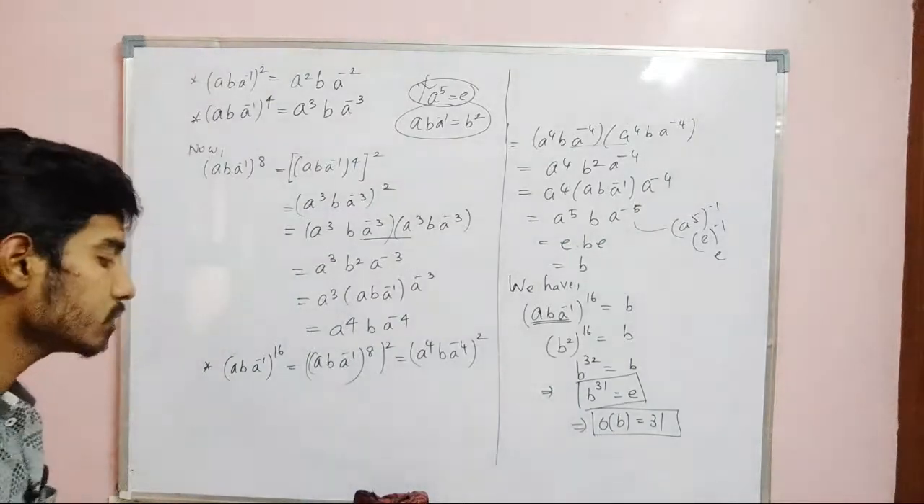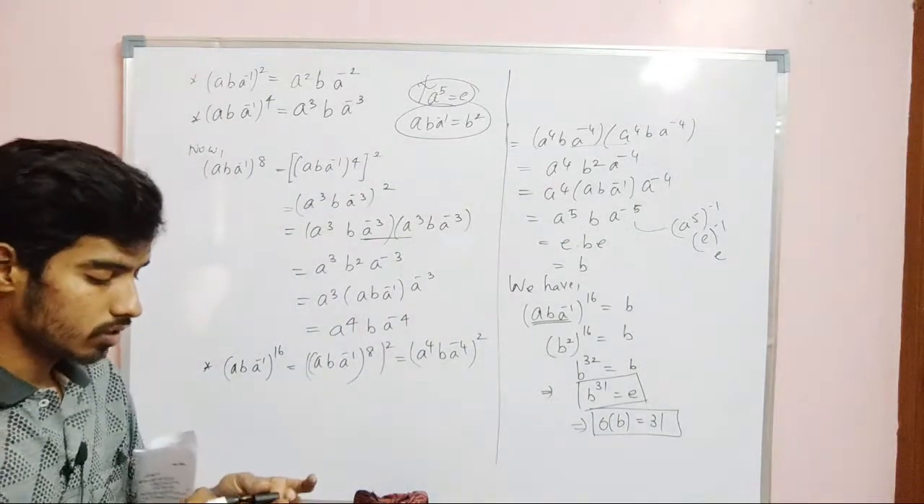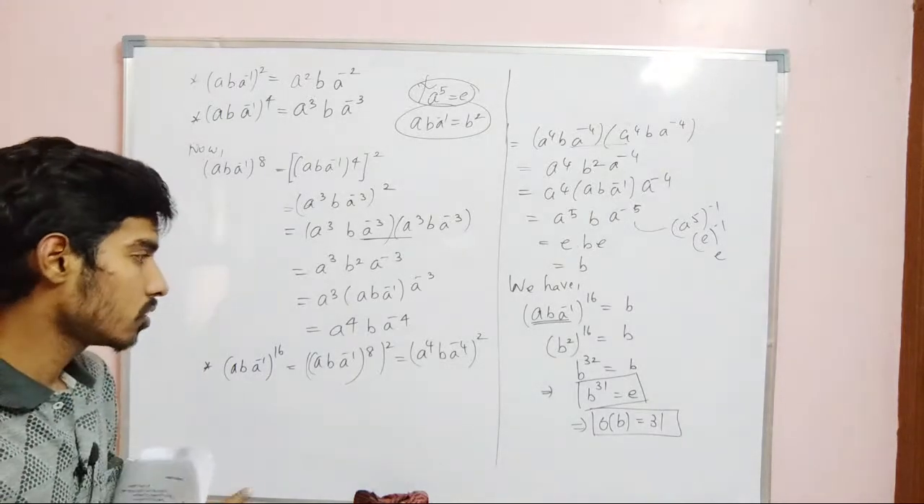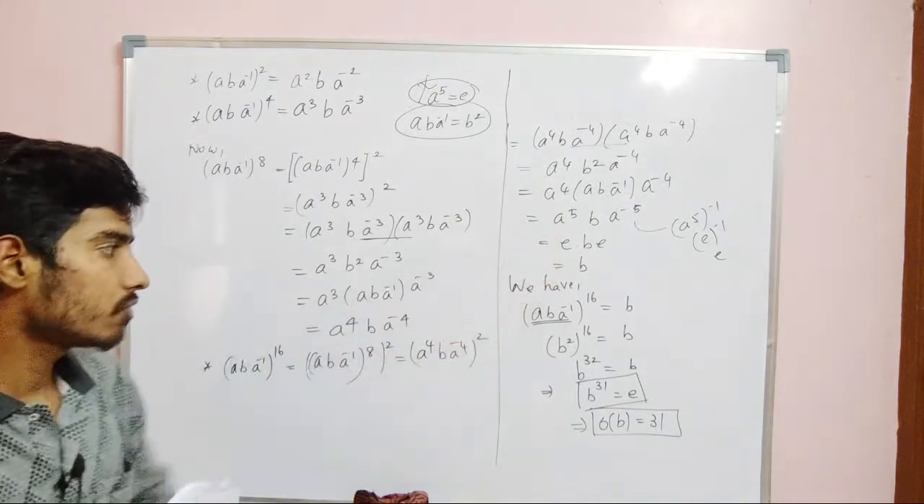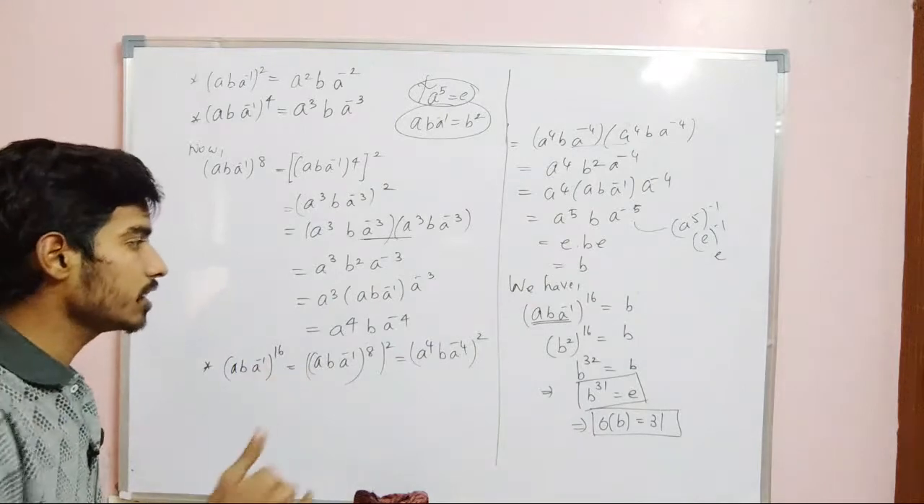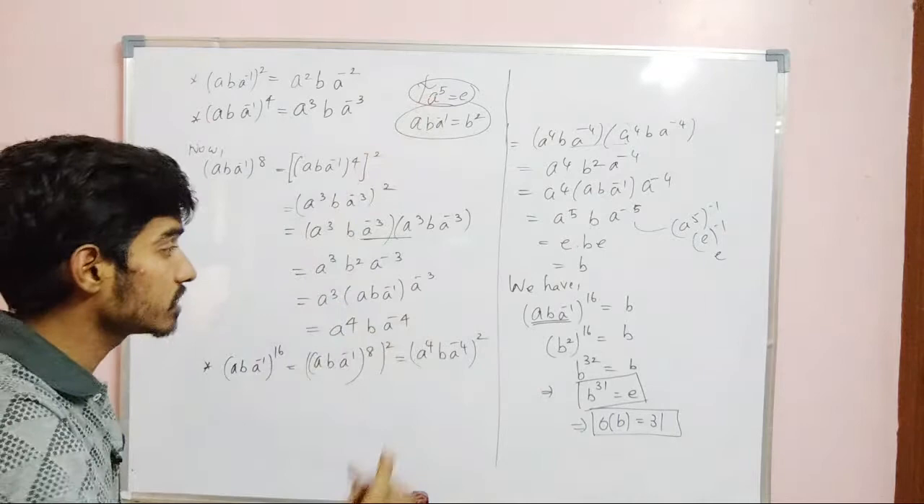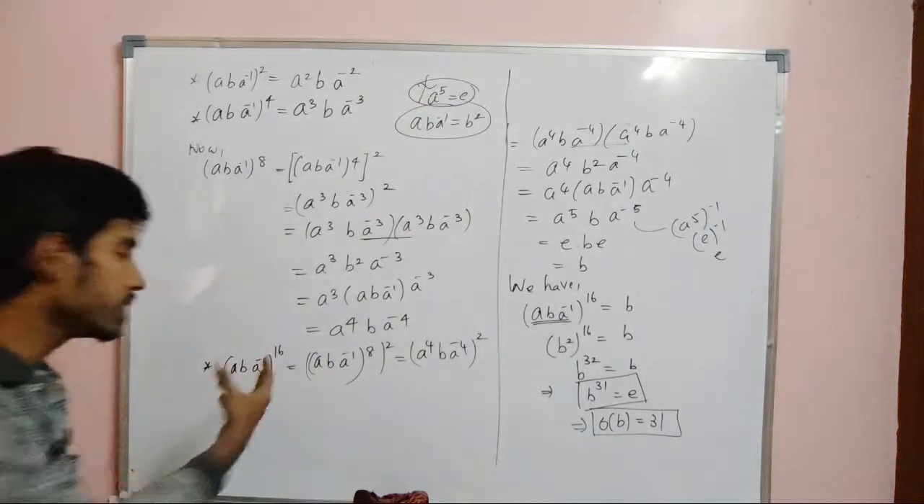Suppose in the exam they ask us to find the order of b, you have to know that the answer is 31. Right? So you can see here we are only getting a power 5, so we have to continue. Suppose in the exam they give a power 6, you have to continue to the next term, that is, you need to find (a b a inverse)^32.